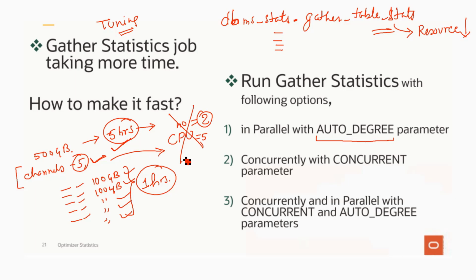Always remember. In a similar way, auto degree is also a parameter where you can run the stats gathering jobs in parallel to execute in a faster manner. Apart from that, the concurrent parameter you can use to improve the performance of the stats gathering job, whether it is table gathering, schema gathering, or whatever gathering you want. You can even use both at one go, concurrent and auto degree.